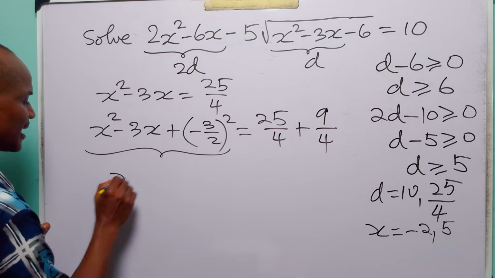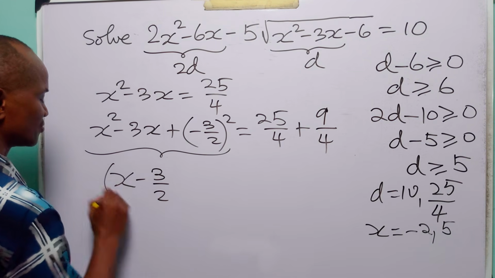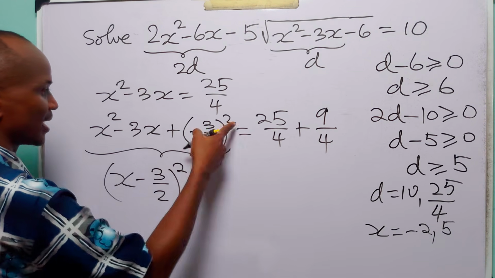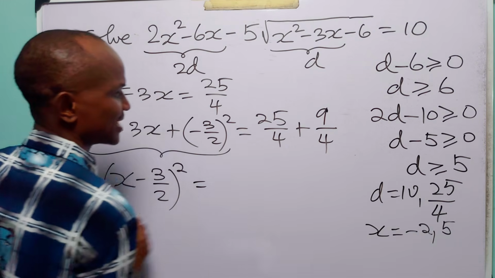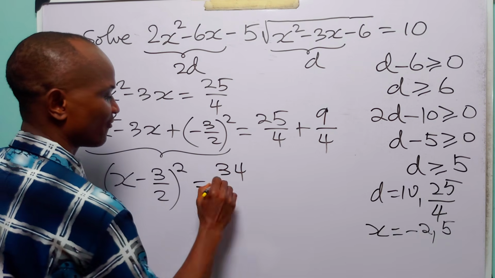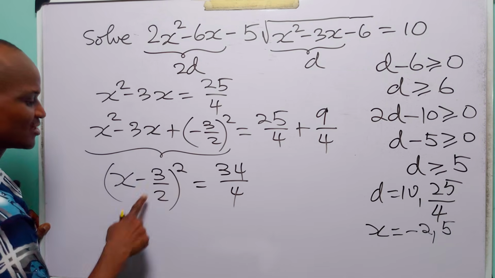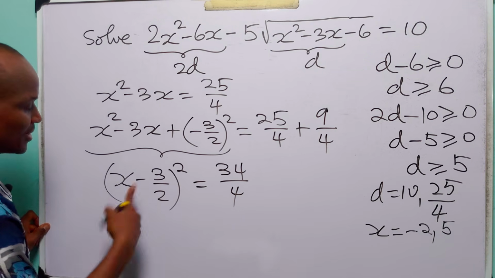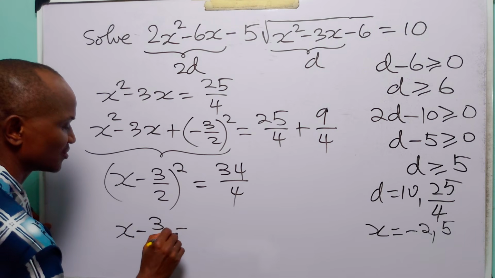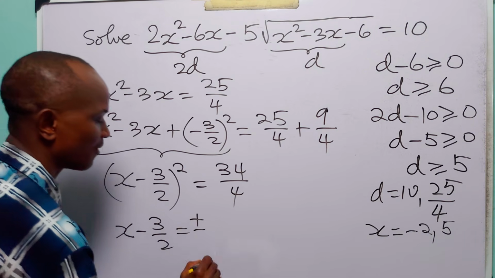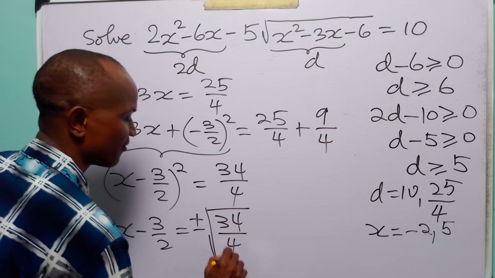Now, this is a perfect square. So we take one x and we take one minus 3 over 2 and we square. And this is equal to 25 plus 9 is 34 over 4. The last thing we are going to do is to take square root of both sides of this equation. When we do that, we have that x minus 3 over 2 is equal to plus or minus the square root of 34 over 4.